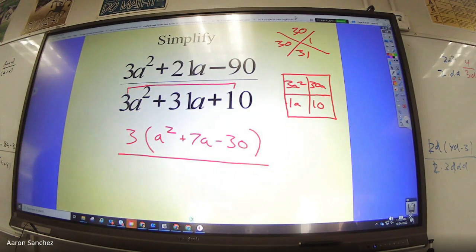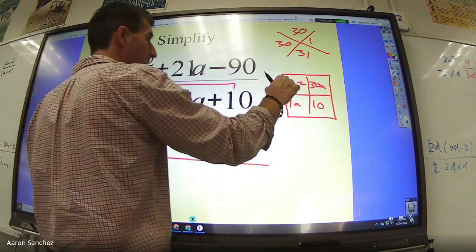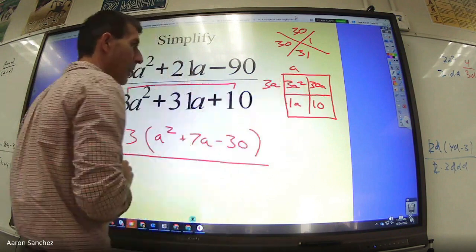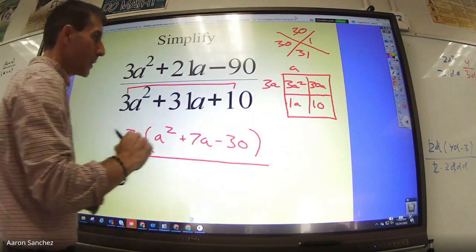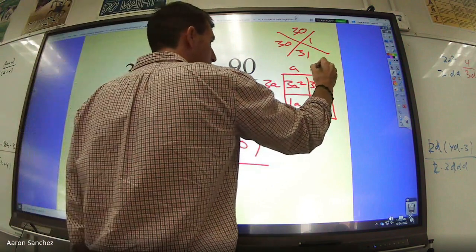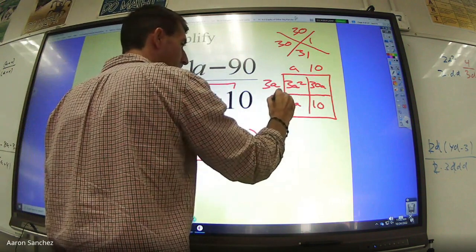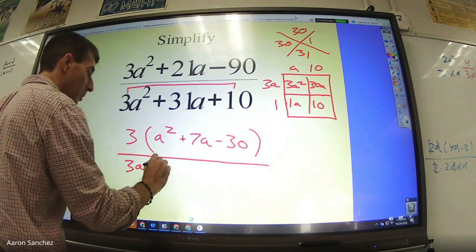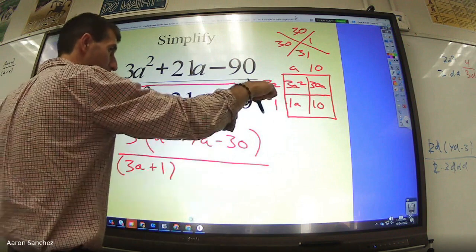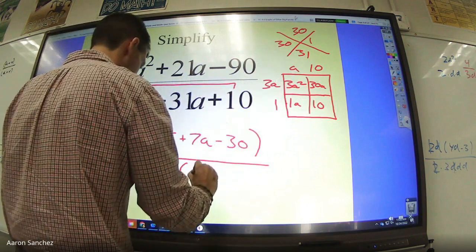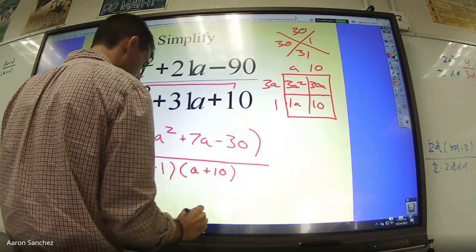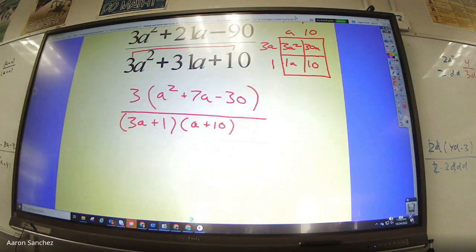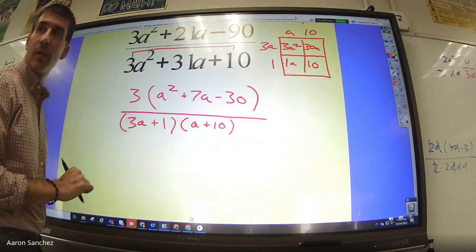Right? So I can say that, hey, I can factor out a 3a here because they're both divisible by 3. I get an a right there. 3 times what equals 30? I got 10. And then a times 1 is that. So I got here 3a plus 1 times a plus 10. Huh. Interesting. Can I factor anything out right now? No. But let's factor this now.